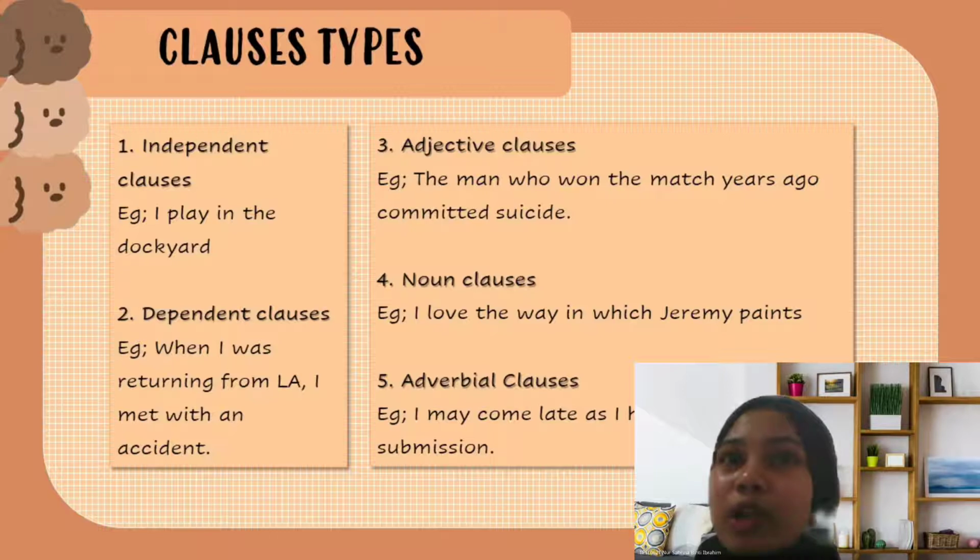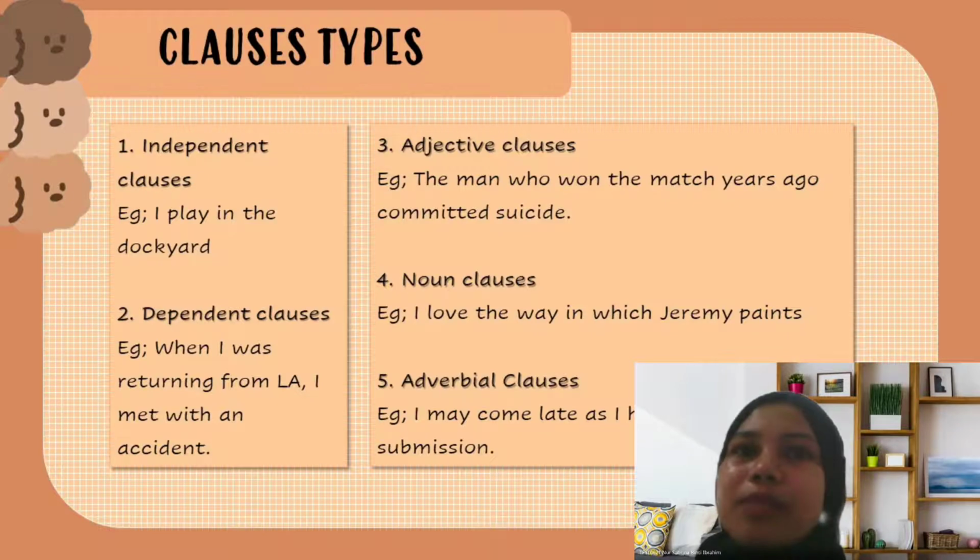As for this one, do not confuse between an adverb and an adjective. Something that describes a noun or a pronoun is an adjective, whereas something that describes the adjective is called an adverb. So, the adverbial clause is a typical adverb present in a sentence satisfying the clause condition accordingly. For example, I may come late as I have the project submission.